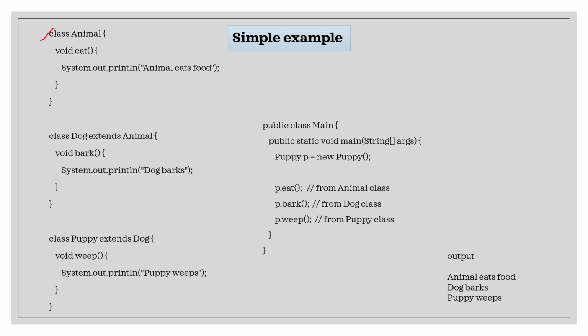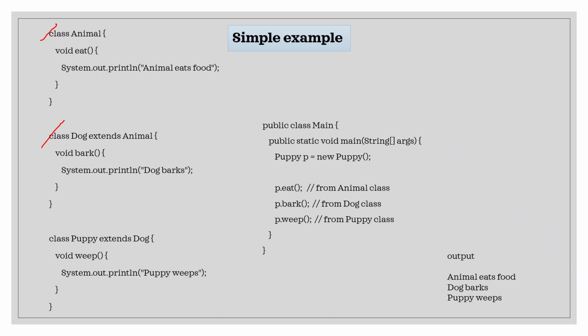Here we have animal class. Animal is the parent class and it contains a method called eat. Next we have the dog class. The dog class inherits the animal class using the extends keyword.